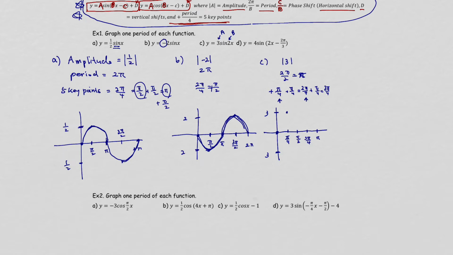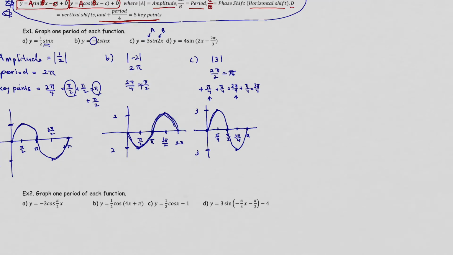So go up here, going back, go down, and coming back. Draw the smooth curve going through those 5 points. That's going to be your sine function. Let's try one more, D.